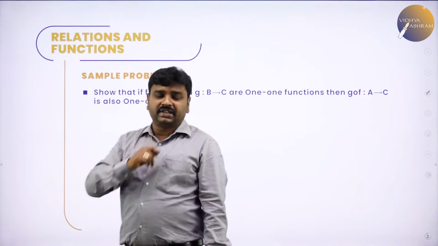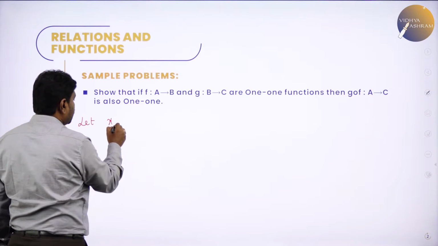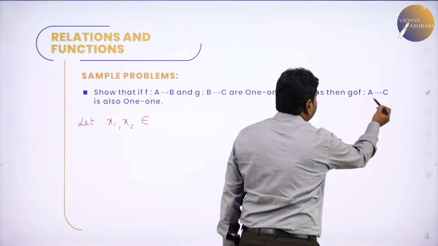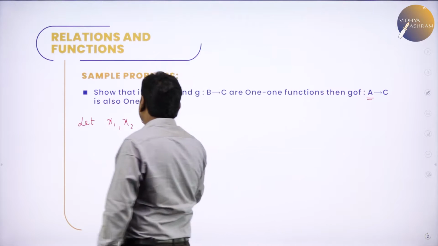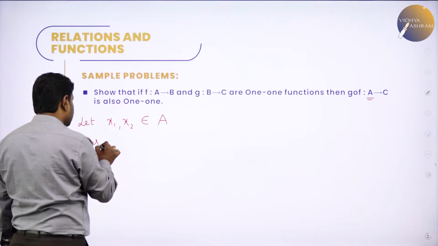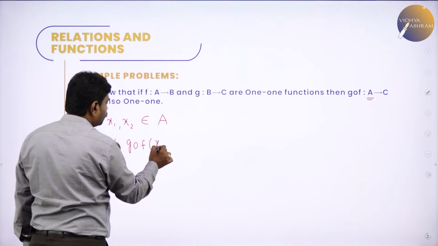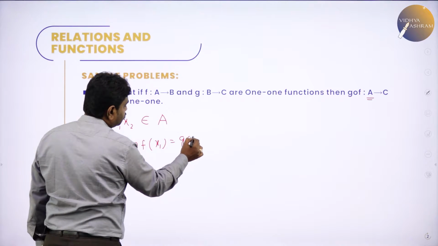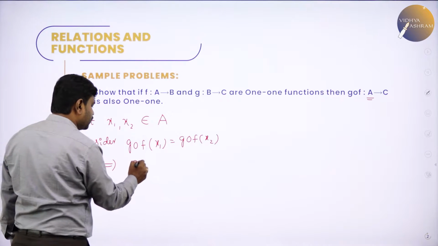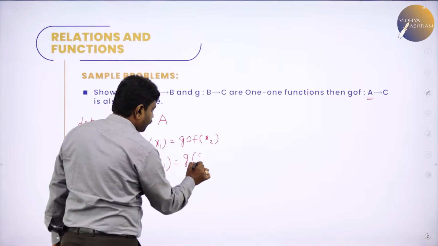So let us start the proof. Proof is simple. First we'll take, let x1, x2 belong to the domain. What is the domain in GOF? First set. First set means what? A. Let x1, x2 belong to A. We will consider GOF x1 is equal to GOF x2. Now that implies, all of you know GOF x1 means what? G of f of x1 is equal to g of f of x2.